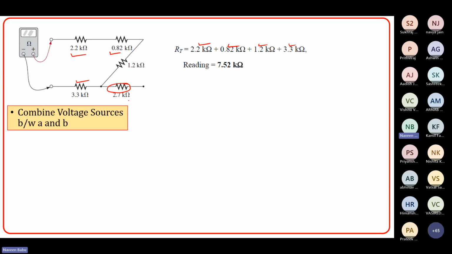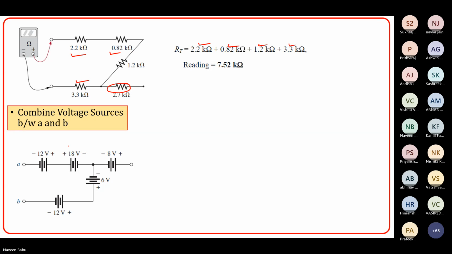Now let's do another type of problem. These are problems related to series voltage sources. You have to find out what is VAB.